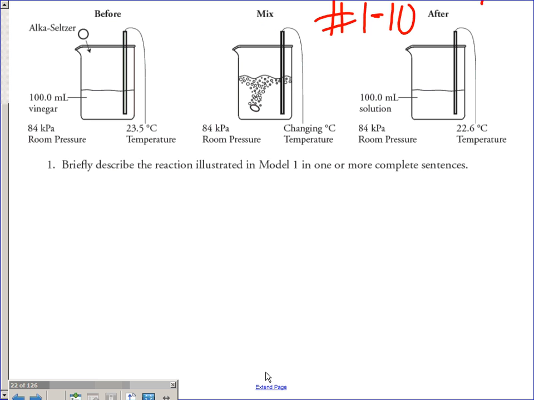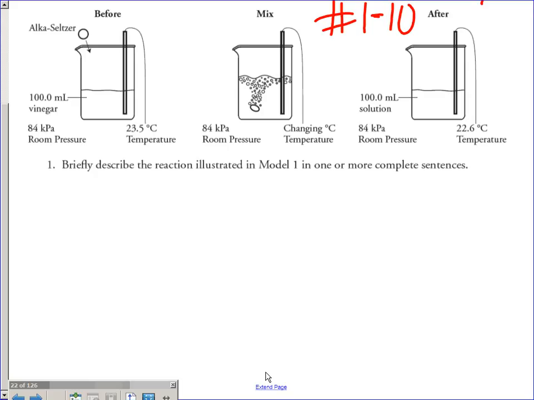Okie dokie, guys. So this is supposed to serve as a review of some of the terms that go along with experimentation, right? As you look through Model 1, I really like these because they walk you through baby steps at a time through an experiment, right? So first question, what are some things that you saw that describe the reaction?